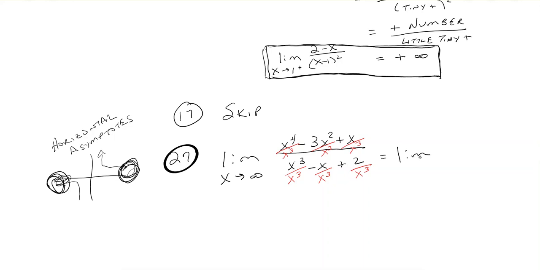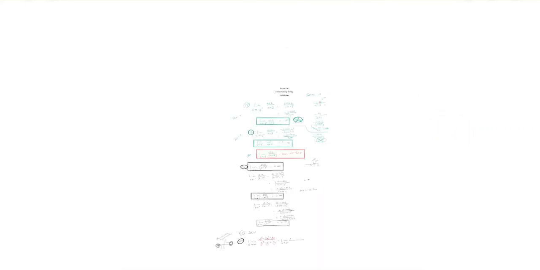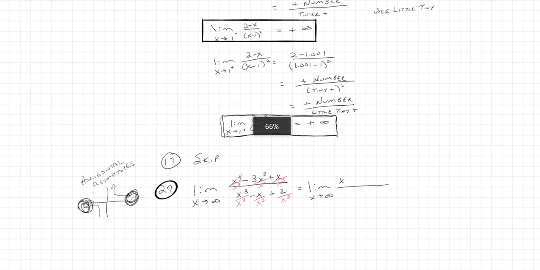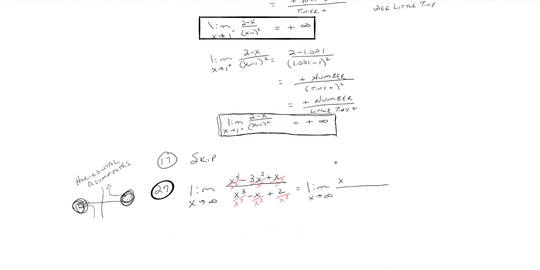So what you have, remember, you write the word limit down until you substitute something in, all right? So what you have is x to the fourth over x cubed, minus 3x squared over x cubed, plus x over x cubed, over x cubed over x cubed. And I'm just writing this bigger so that you can see it.